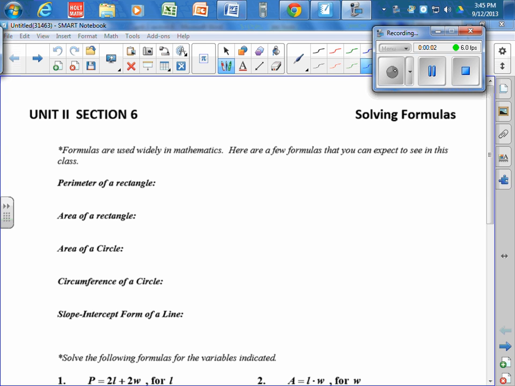Well, if you're watching this video, it's because you want to do something about solving formulas. This is Unit 2, Section 6. And the thing about formulas, and I like working with formulas, is that they're always the same. They never change. For example, if we're talking about the perimeter of a rectangle, the formula that we're going to be using, and we're going to be using this quite a bit in this and subsequent chapters.